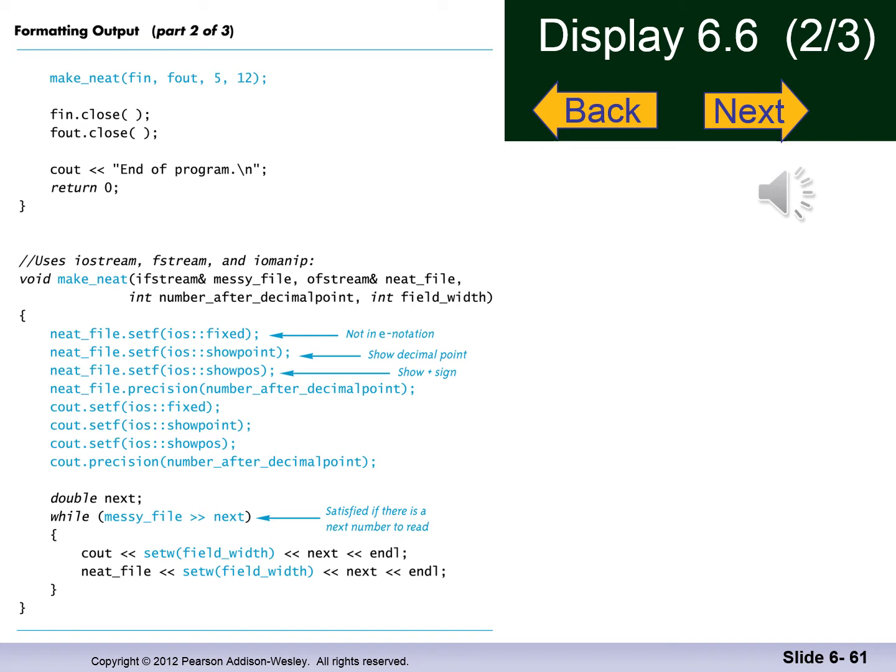And you'll see in the while loop, it reads in each item from the messy file, outputs it via cout to the screen with a setw field width, and it also outputs to neatFile.